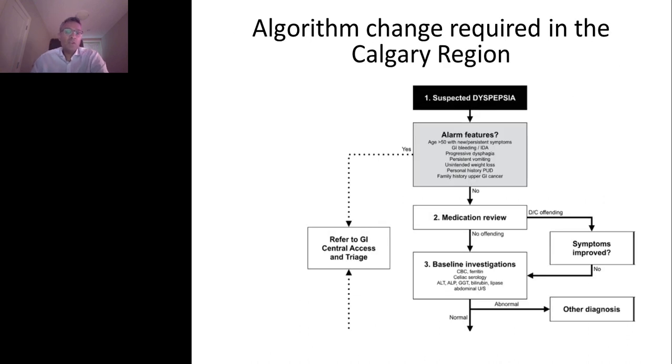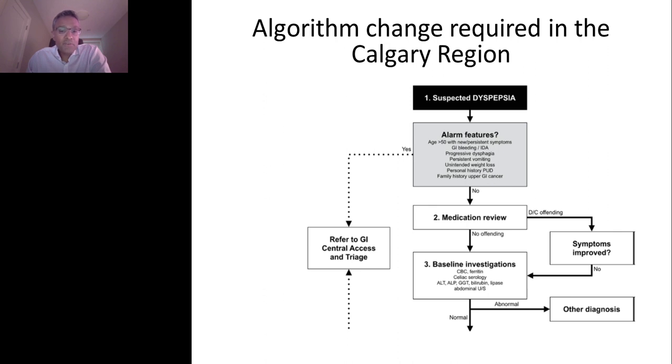So the current algorithm in our particular region here in Calgary was that if there is suspected dyspepsia here at the top, without alarm features such as GI bleeding or progressive dysphagia, persistent vomiting, then a medication review would be offered. If there was no offending medication such as non-steroidal anti-inflammatories, which can cause peptic ulcers, then baseline investigations are done, such as a CBC, ferritin, celiac serology, liver function tests, as well as an ultrasound.